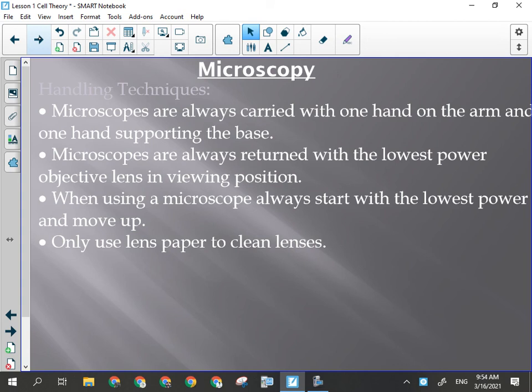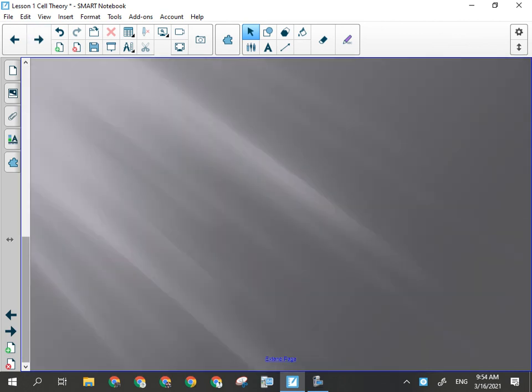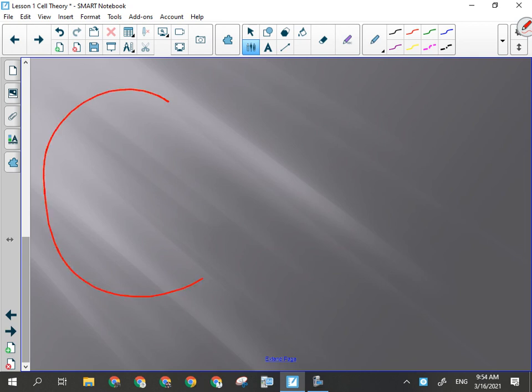Don't try and find something on the high power right off the bat, because it's going to be nearly impossible, okay? And here's why. When I look through the microscope on scanning power, the lowest power lens, I don't magnify very much. It's not a very high magnification, but I can see a large area because I'm not magnifying very much. My field of view is very big. That makes it easy to find something, but not to see much detail. But that's all I'm trying to do initially, is find something to look at. So I want the large field of view and the low magnification.